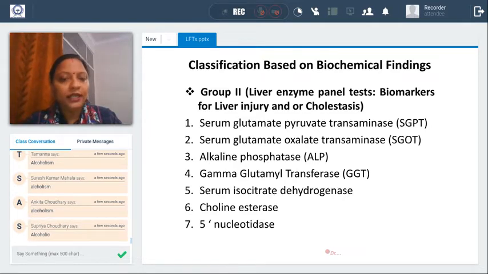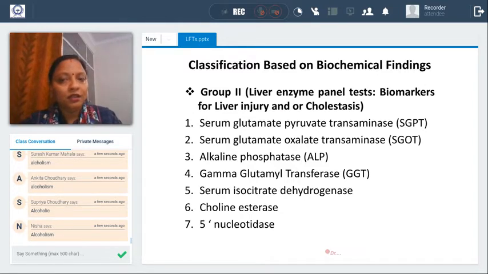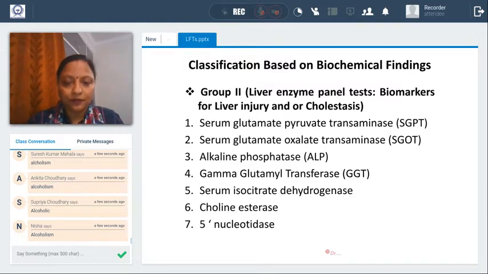Next is cholinesterase and 5-nucleotidase, that is called 5-NT. So these are the various liver enzyme panel which helps in the diagnosis of various liver injuries or diseases, or we can say cholestasis.